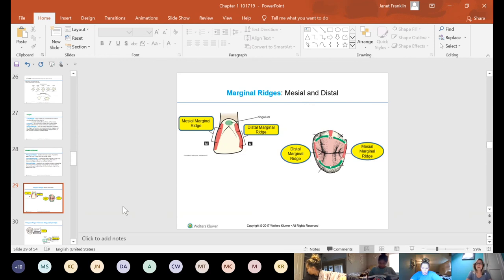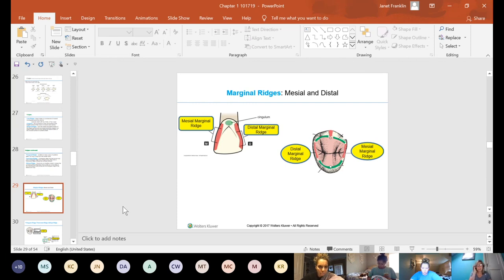So these are some pictures of the marginal ridges. The tooth on the left is an incisor tooth, and the tooth on the right is a premolar tooth. On the incisor tooth, we're looking at the backside, the lingual side or the palatal side. That's the part I had you touch with your tongue. If you look at that tooth, the little green dot at the top is the cingulum. That's right before you get to the gingival margin. It's that bulge part. And then if you look at the mesial side of the tooth, and we're on the lingual, but toward the mesial, and if you look at the distal, those are called your marginal ridges.